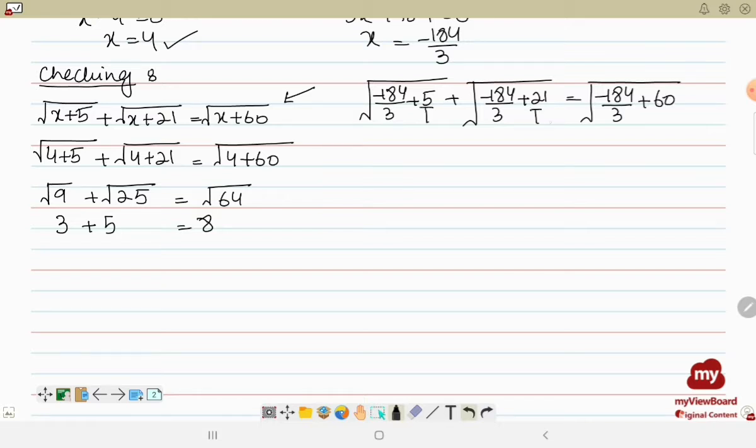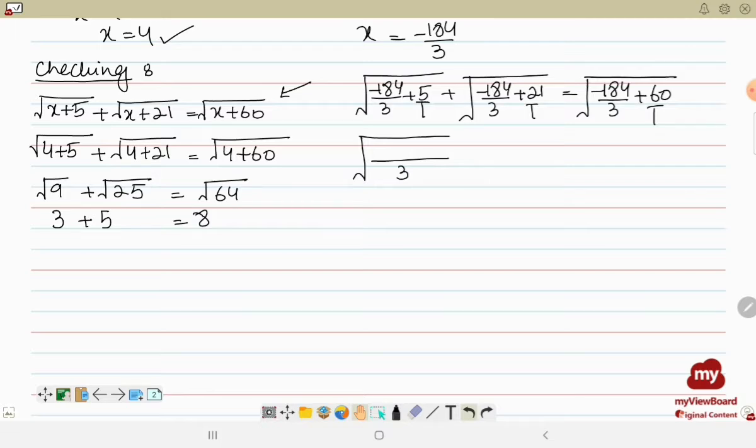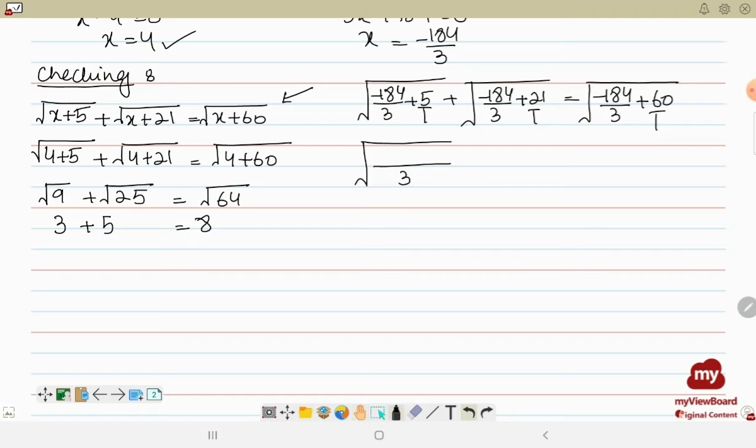These are two fractions. We'll make them one fraction so that we can see whether the left hand side is equal to the right hand side or not. So in all the three fractions, we are having 3 as an LCM. Okay, so let's write down the numerator plus 15. Here also minus 184, 63. Here also 3 is the LCM, minus 184 plus 180. So let's solve it further.